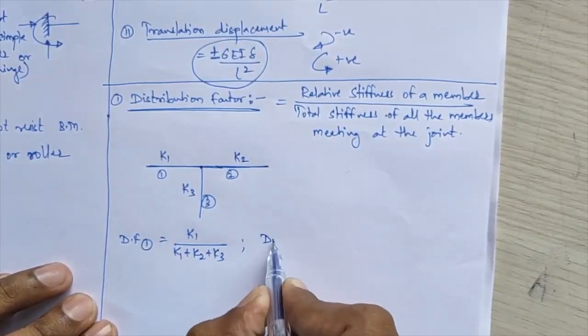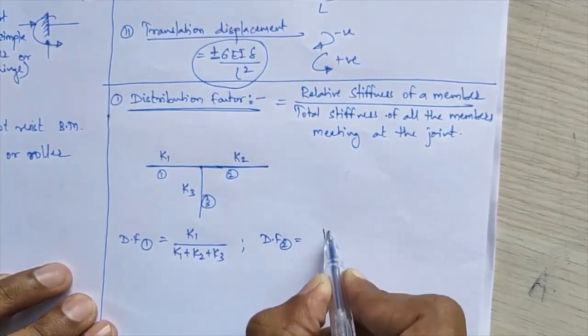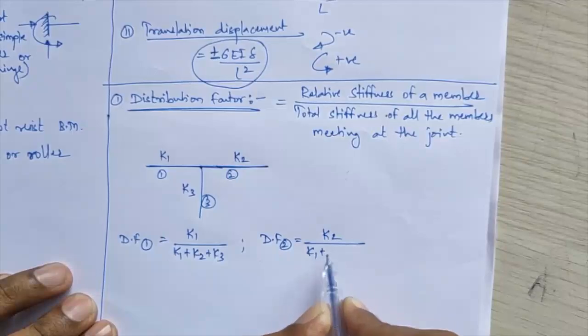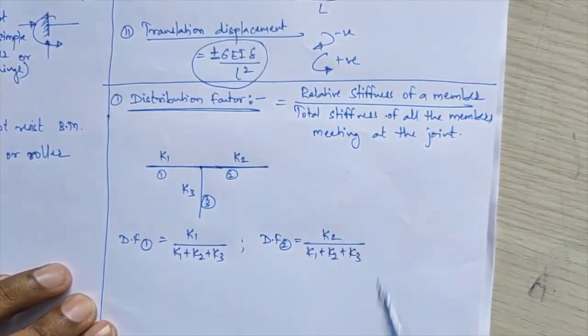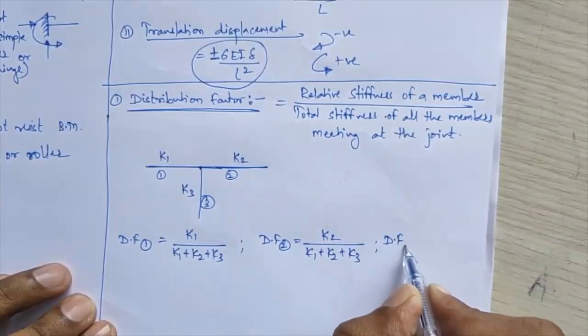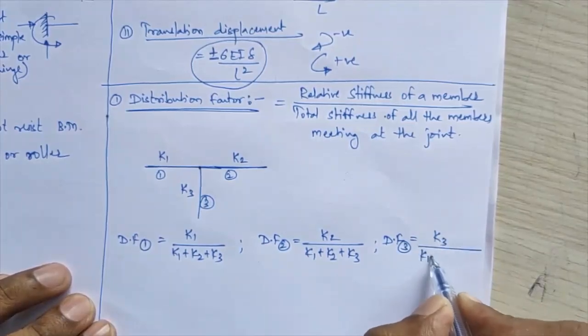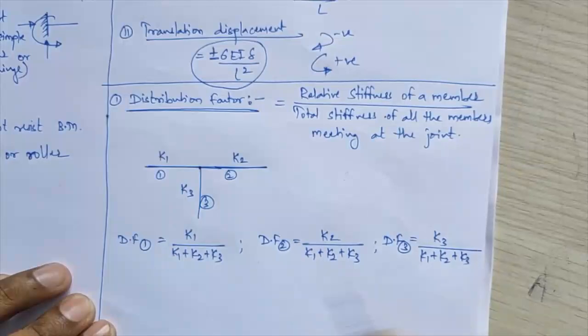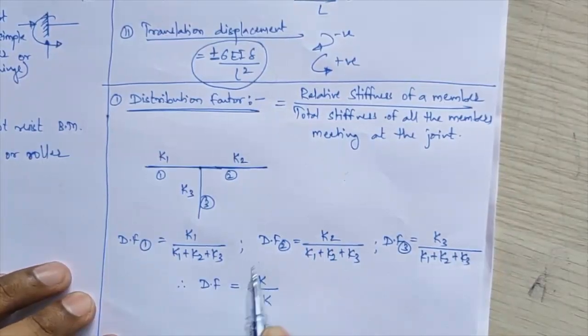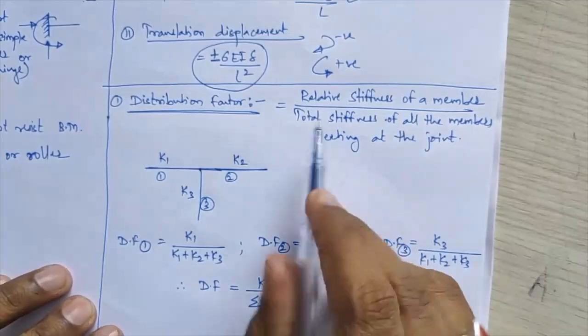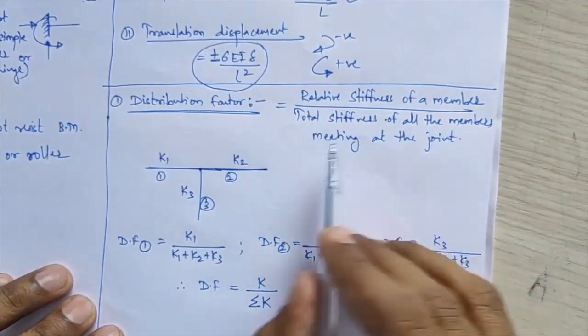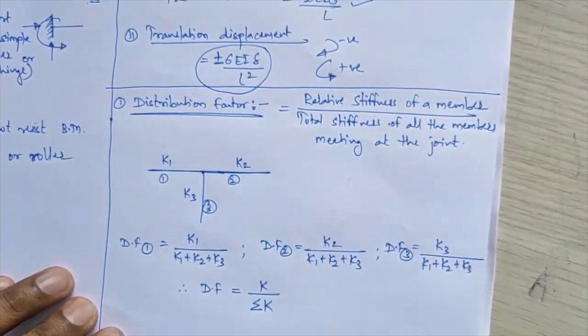Same way, if I have to calculate the distribution factor for the second member, that comes equal to k2 divided by k1 plus k2 plus k3, and similarly for the third member, that comes equal to k3 divided by k1 plus k2 plus k3. In simple words, distribution factor is nothing but k divided by summation of k, where k is the relative stiffness of a member, and summation of k is the total stiffness of all the members meeting at the joint.